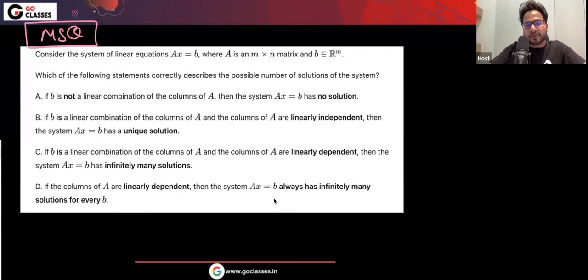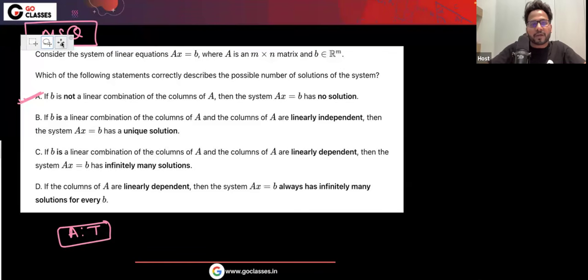So what about option A? You can write like this: A true. That way I get to know later which option you are talking about. So basically you are saying A is true. Yes, that is true, because if B is not a linear combination of columns of A, then Ax equal to B has no solution. This is 100% true, right? Now let me quickly explain why this is true.